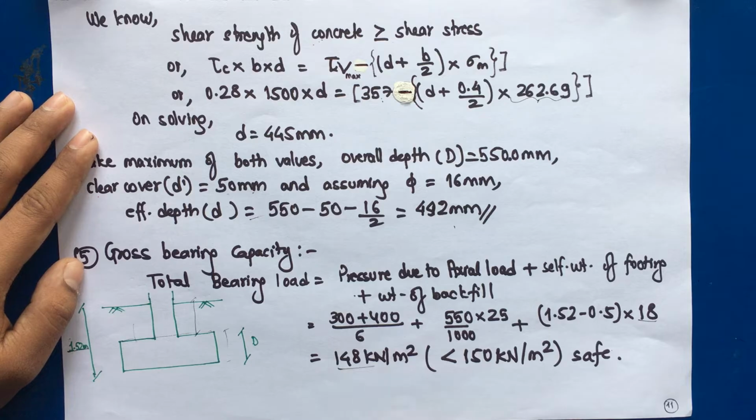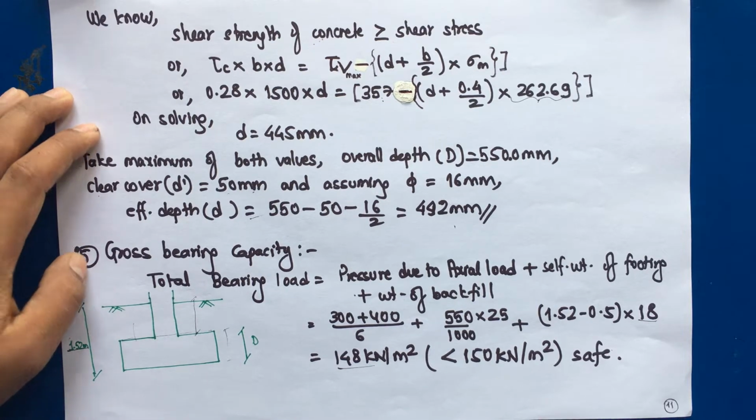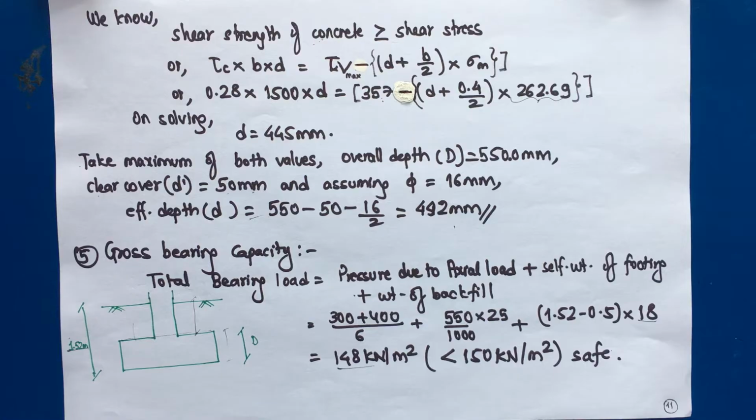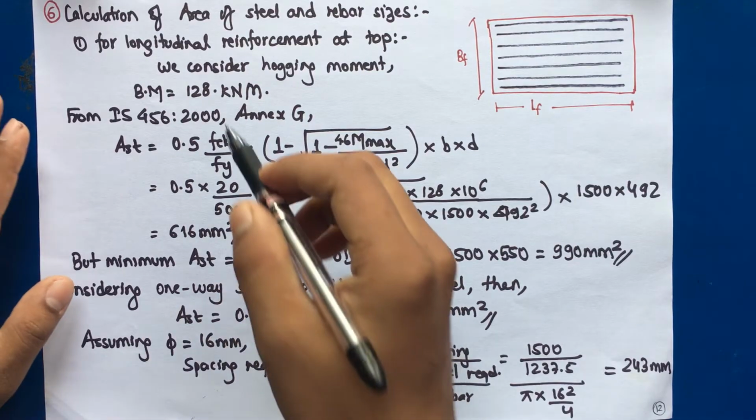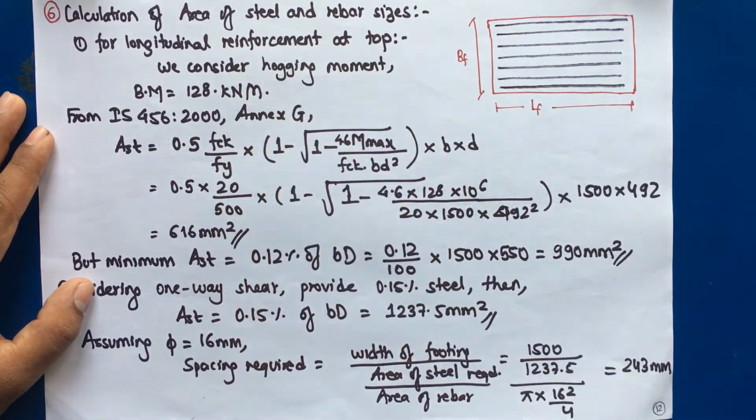So this comes as 148 kN/m², which is less than the bearing capacity of soil, so it is safe. Hence the area provided is safe from bearing failure. Now let us calculate the area of steel and rebar sizes.